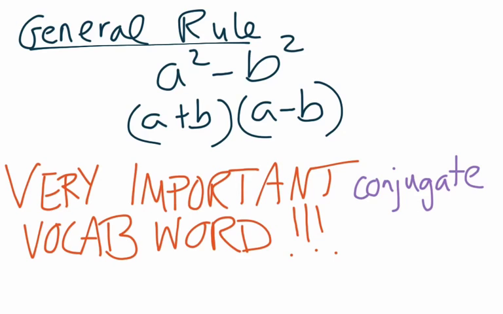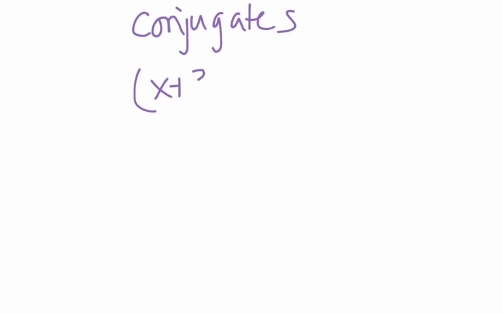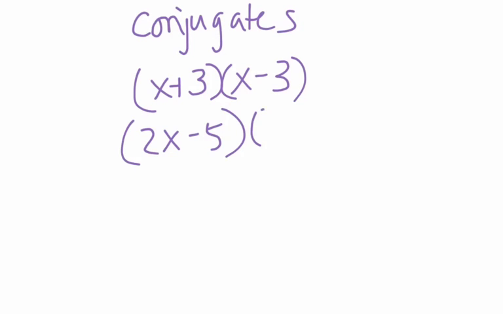Conjugate. These are called conjugates of each other, and it's so important that I'm going to put this word again over here. Conjugates, okay? And conjugates are when you have plus and minus of the same thing, except one has a plus sign and one has a minus sign. So like these would be conjugates. x plus 3, x minus 3. 2x minus 5 and 2x plus 5.